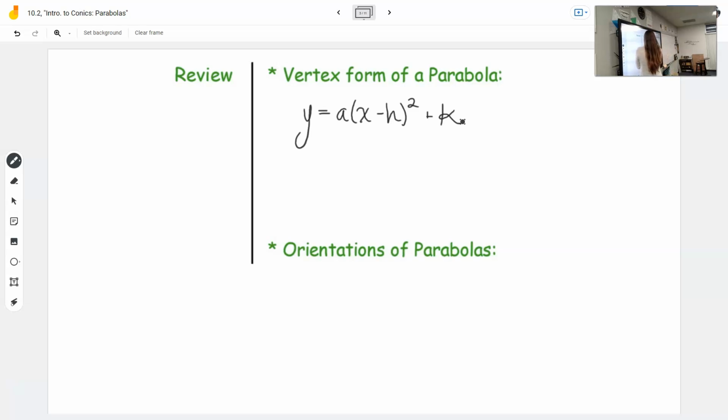So vertex form, and then if you guys wanted to remember, there was standard form of a parabola, which we ended up calling our new standard form. This was the old standard form from last year: y equals ax squared plus bx plus c. Our vertex form became our new standard form. If you guys remember that from last semester at all. And what does the h, k stand for, guys?